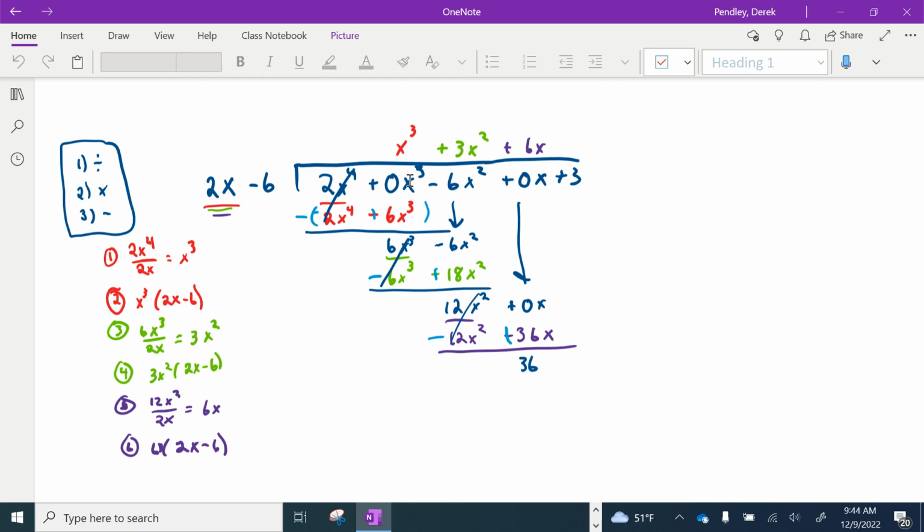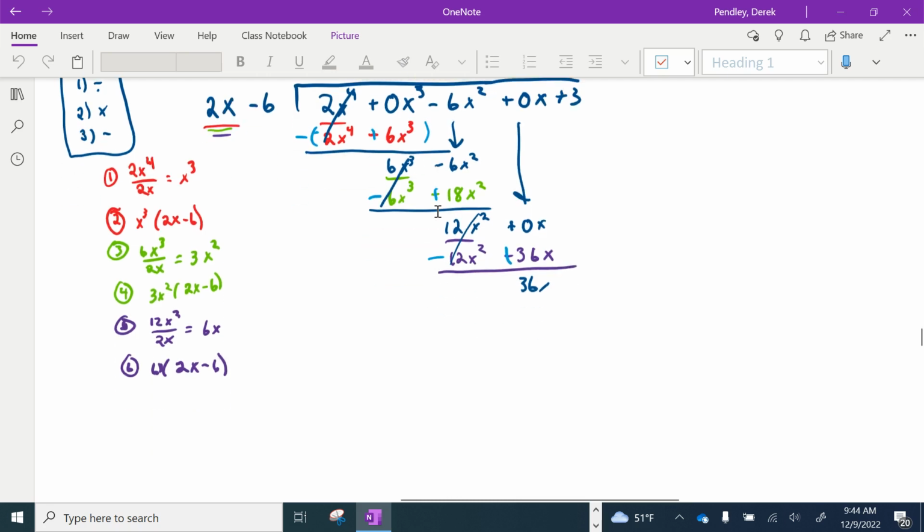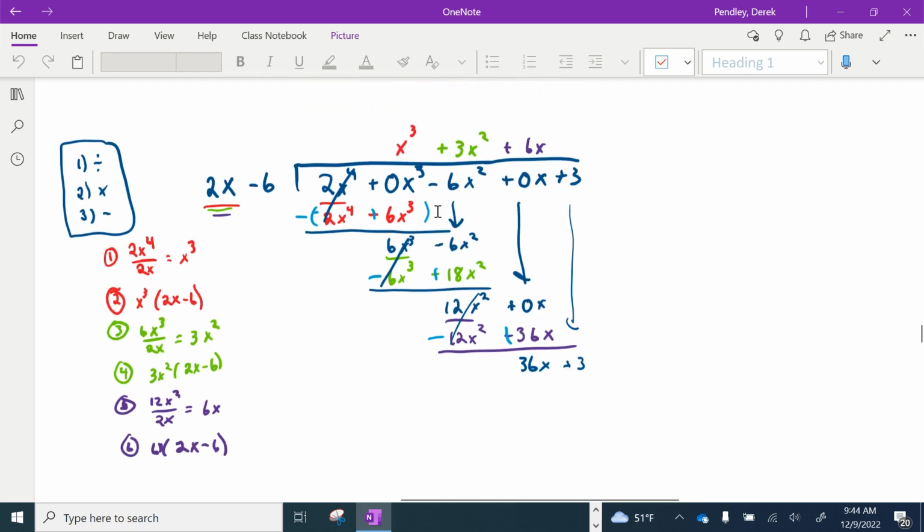And now we do our last cycle here. So we're going to divide, let's see, 36x divided by 2x.